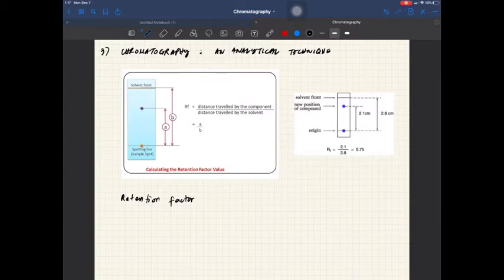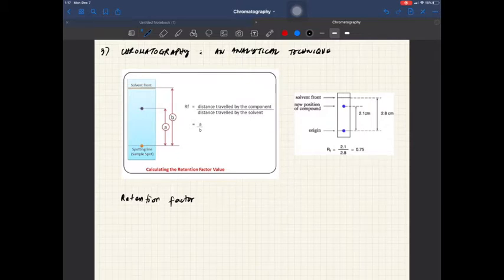Okay, so we have learned how chromatography separates the analyte from a component mixture. But how is chromatography used as an analytical technique? First and foremost, I'd like to introduce to you the terms retention factor and retention time. So retention factor is often used in TLC and paper chromatography.